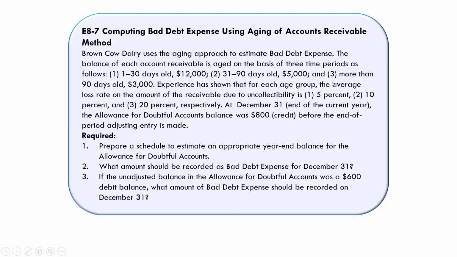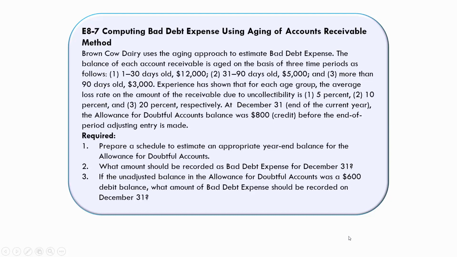Now, we also know that there's an average loss rate that we have seen. They have seen this in looking at their accounts. 5% for the more recent accounts, the ones that customers are paying off on time or close to on time, 10% for that next bucket, and 20% for the more delinquent accounts.